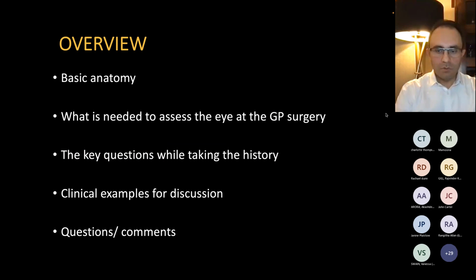So as an overview to the slides, the first few slides will be about basic anatomy of the eye, and then what's needed to assess the eye at the GP surgery from my point of view. And then key questions you need to ask the patient while taking the history. And then we'll just show some clinical examples for discussion. And the end will be about questions and comments from your point of view.